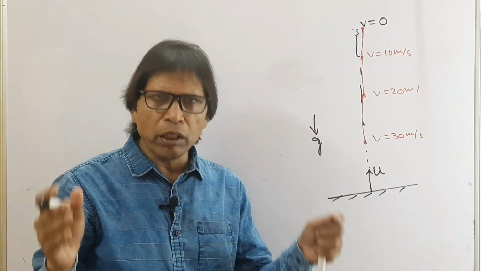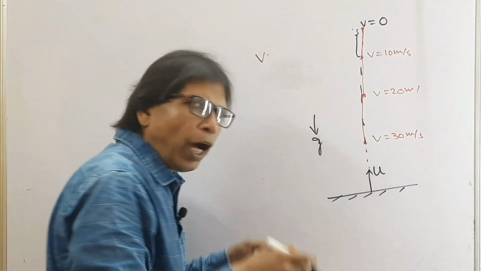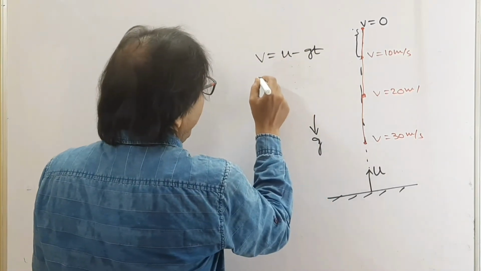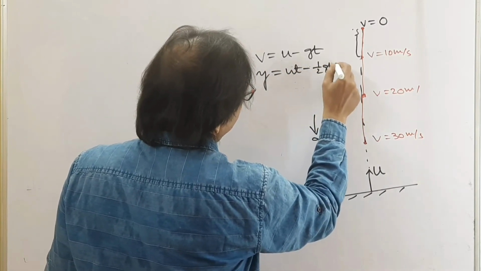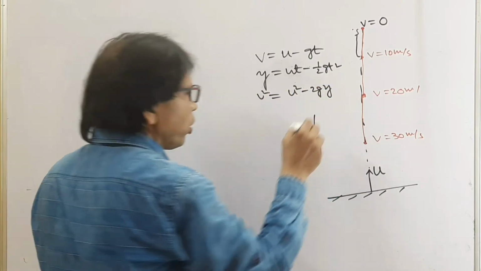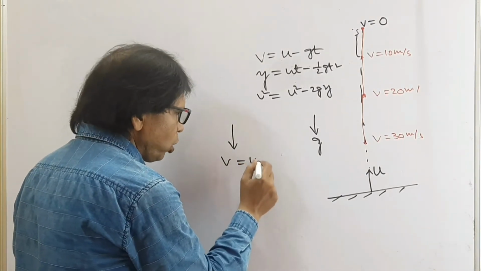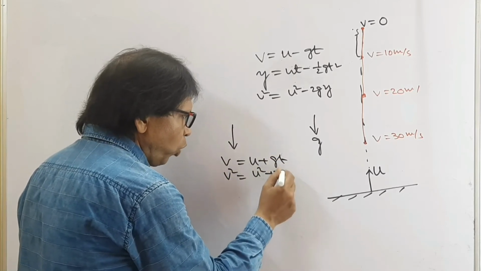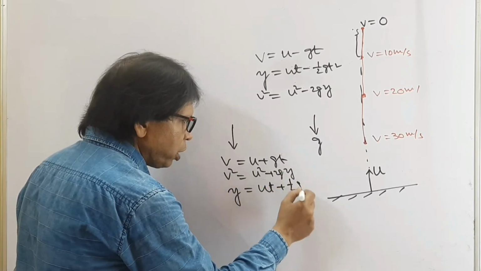Now, equations of vertical motion. During upward motion, v equals u minus g t, y equals u t minus half g t square, and v square equals u square minus 2 g y. For downward motion, this becomes v equals u plus g t, v square equals u square plus 2 g y, and y equals u t plus half g t square.